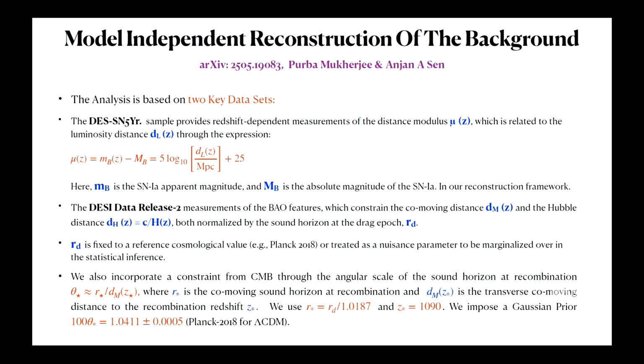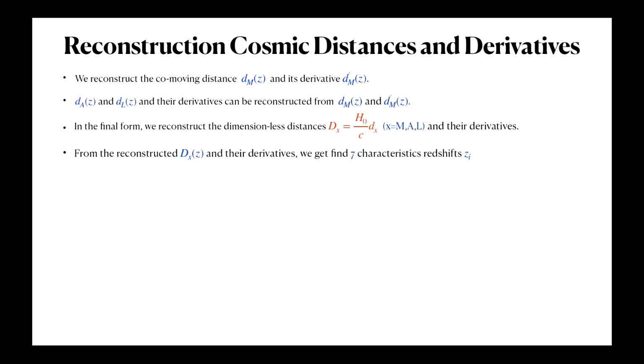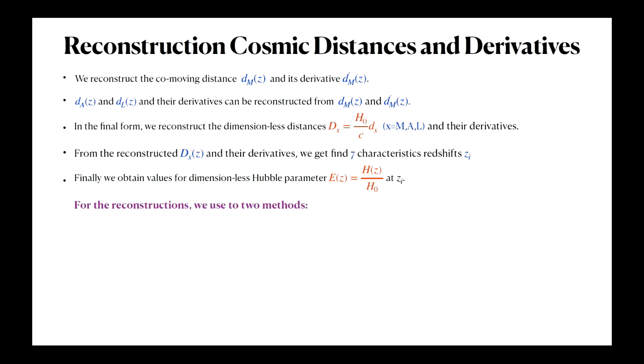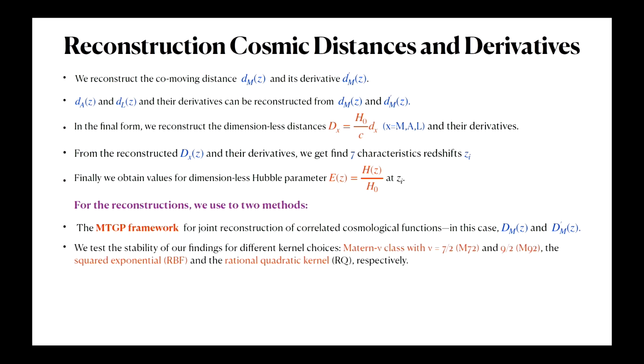Fine. So these are the data, and what we did was basically reconstruct the comoving distance and its derivative, and from that I can reconstruct dA, dL and their derivatives. Actually, we reconstructed the dimensionless distance for all these distances, and then we can reconstruct E, which is H by H naught. Okay. So that is the program.